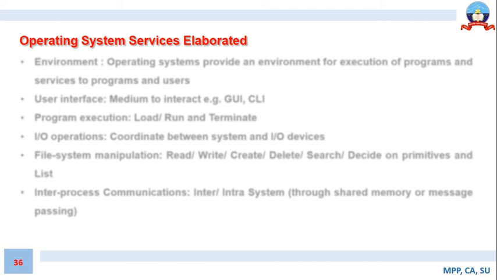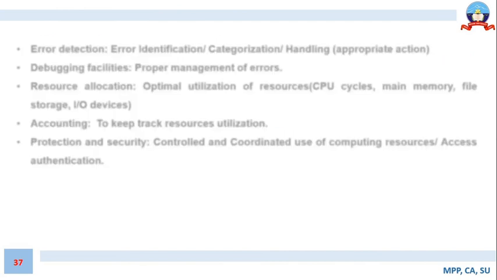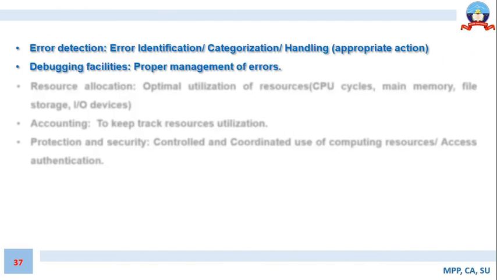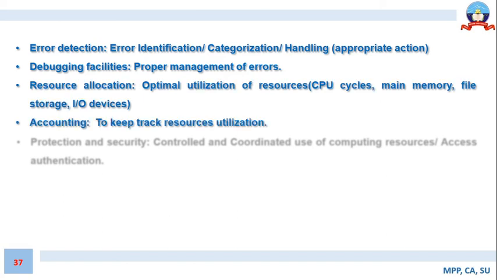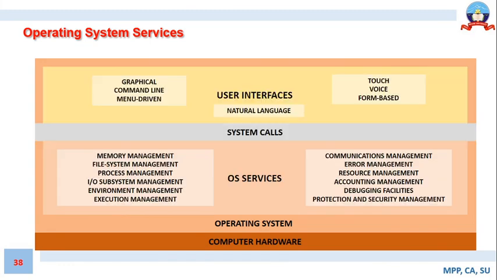Then we learned about extended services that are provided by the operating system, wherein we talked about environment, user interface, I/O operations, program execution, file system manipulation, communication, error detection and handling, debugging, resource allocation, accounting, and eventually protection and security. And then we represented all of this with the help of a very neat schematic representation. This particular representation is very much important.